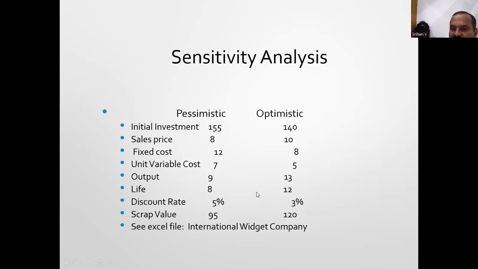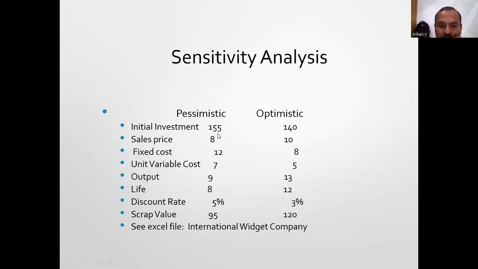See, in the sensitivity analysis, we will look at the project from two perspectives. One is the pessimistic perspective, the other is the optimistic perspective. What is pessimistic? What is optimistic? Pessimistic is a negative approach. If you think the project variables will be negative, then what happens to the NPV? If it is optimistic, it is positive.